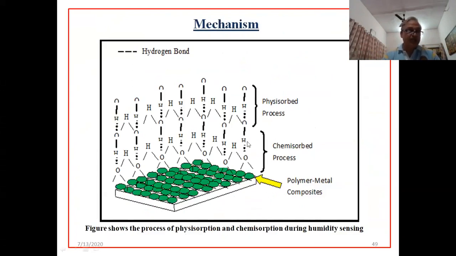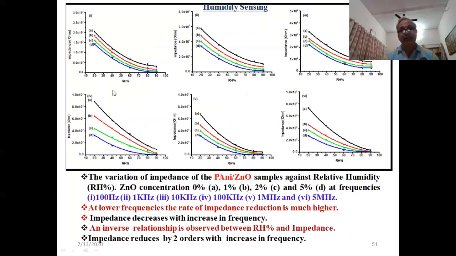After chemisorption, the first formed surface will be changed further by exposure to humidity. Humidity means H2O content. Further water vapors are physically absorbed to form a physisorbed hydroxyl multilayer. As water vapor continues to increase on the surface, extra layers are formed. Therefore, the physisorption changes from monolayer to multilayer and conductivity increases. And we observe the relative humidity versus impedance at different frequencies.